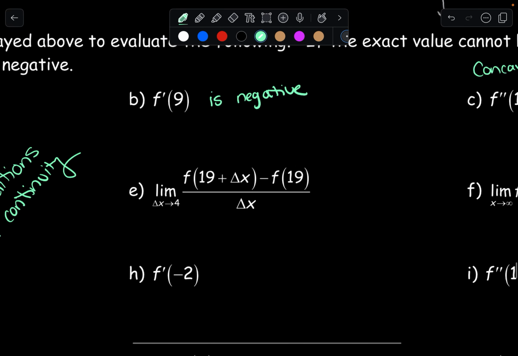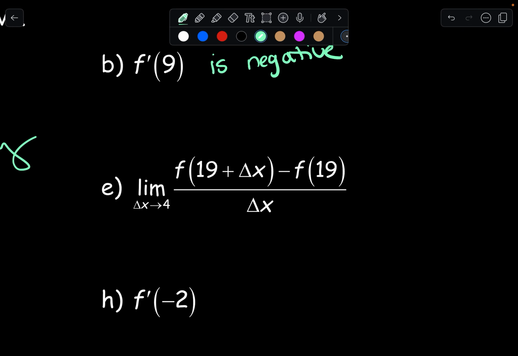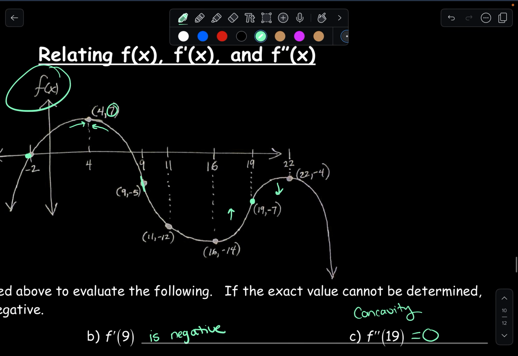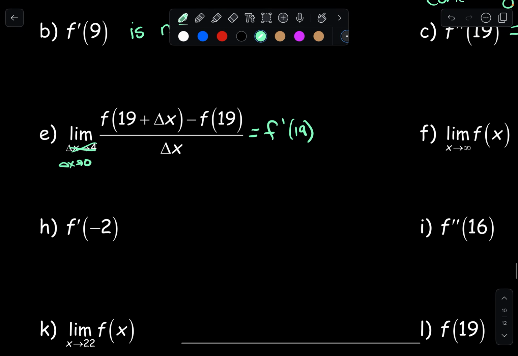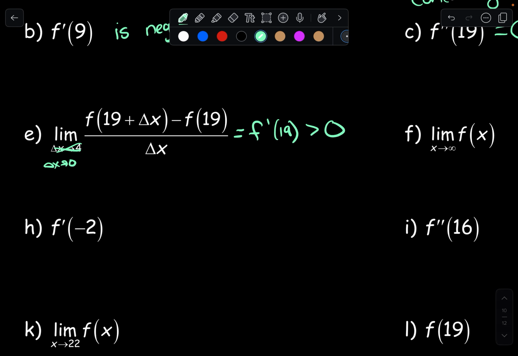Part E, this is actually the limit process, aka the definition of the derivative. That should be as delta x approaches 0, because if you recall, we are closing the gap between point A and point B based on that diagram we talked about before. So this is actually equivalent to f prime of 19. We want to look at the slope of the tangent line at that point, and it's going to be greater than 0. So it will be positive.